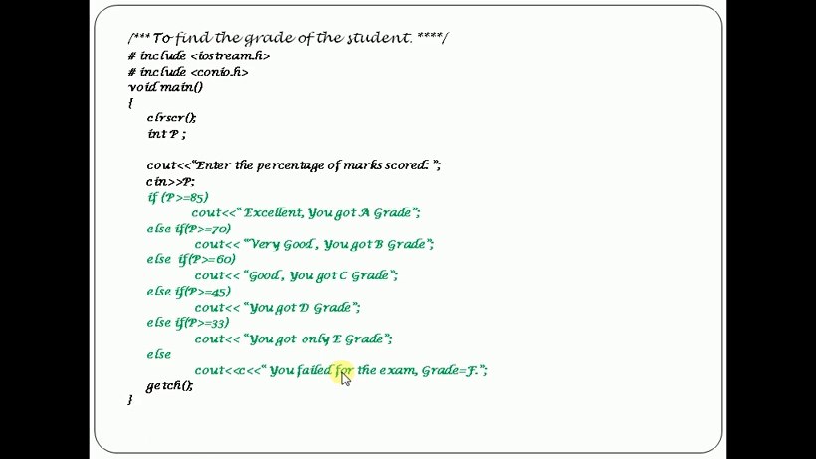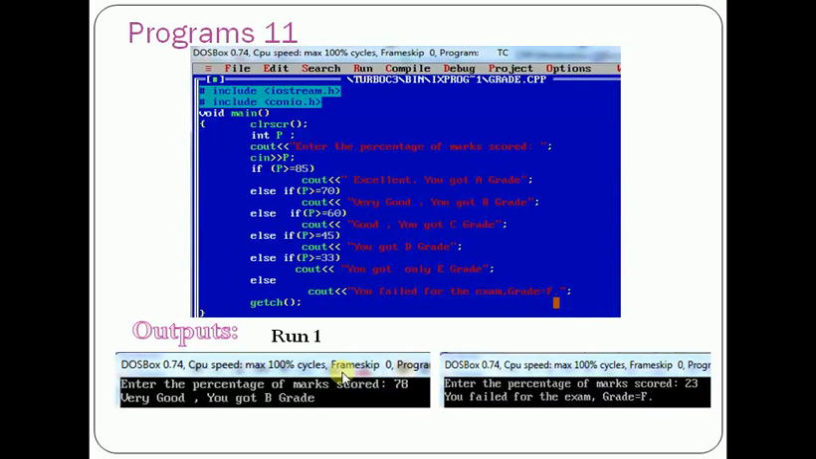I have already executed the program. You can see the program. See, this is the program. When I entered 78, 78 means between 70 and 85, so it's B grade. The message is displayed. And 23, it is less than 33. That means the failed case. So it is failed.